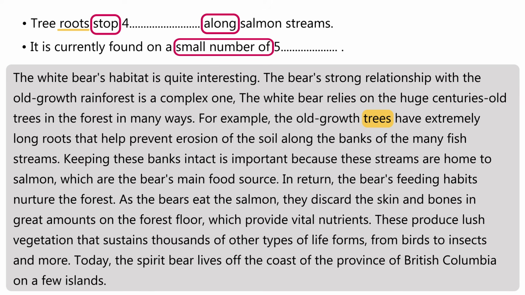So here, we hear the word fish, which is the synonym for salmon. All right? And also the roots that help prevent. Prevent is the synonym word for stop. And for question number 4, before the blank, there is a word stop. So stops what? Erosion. The correct answer is erosion.